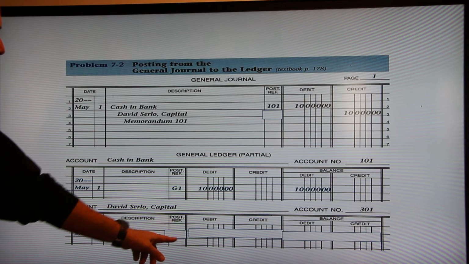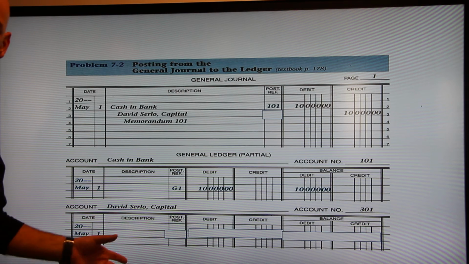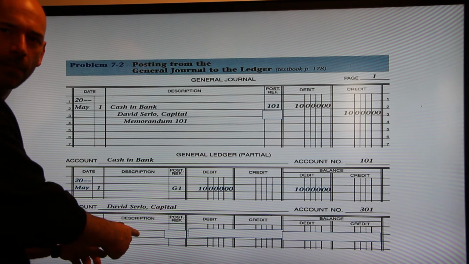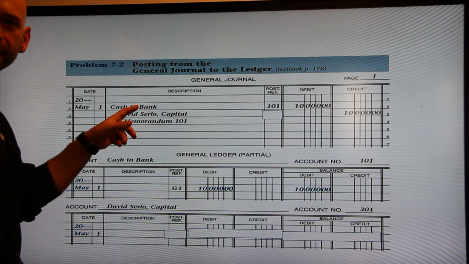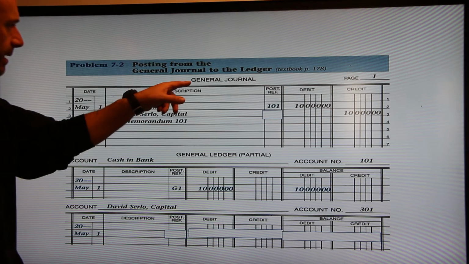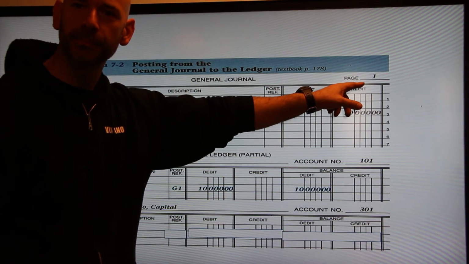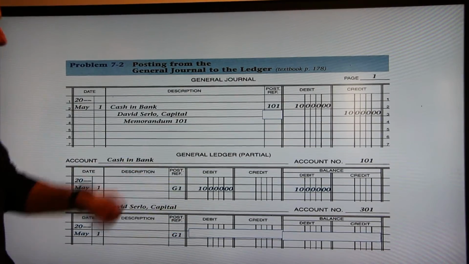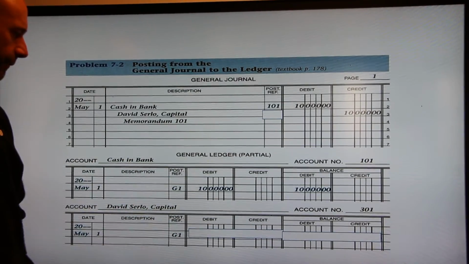But now we have to get to our post-reference column. So where do we get this information from? Where's the information that we're putting in the capital ledger coming from? And if we look up here, we know that it's coming from our General Journal. It says General Journal, and we also know that it comes from page 1 of the General Journal. So, for the post-reference, same way, you would put G1. That's where we got the information from.